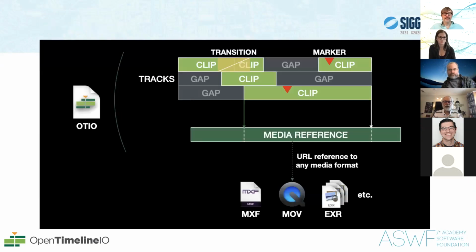An OpenTimelineIO file itself is a collection of tracks. The tracks have clips. The clips reference media that can be in any kind of format. The clips are composed onto a track via gaps and transitions and are annotated with markers. And this is all done in a consistent and coherent way.